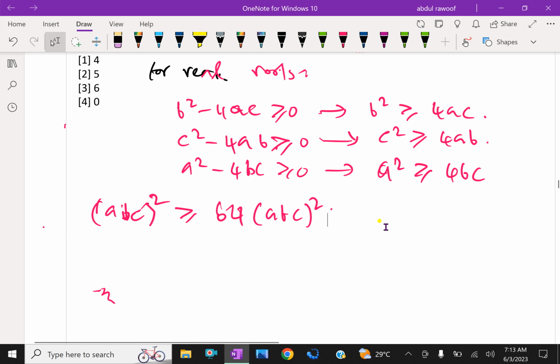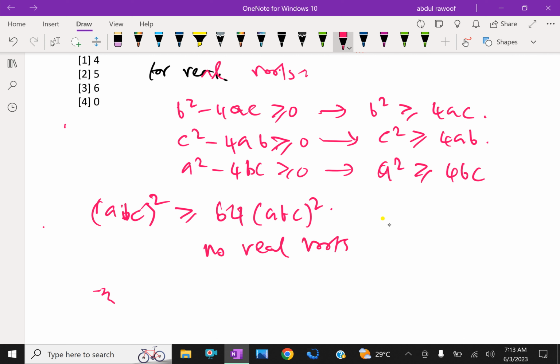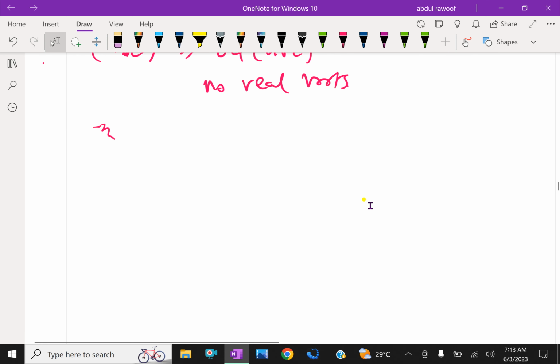Therefore, there are no real roots. That is zero real roots. Option 4. Next question.